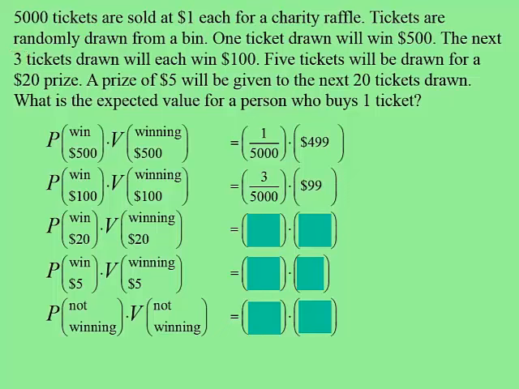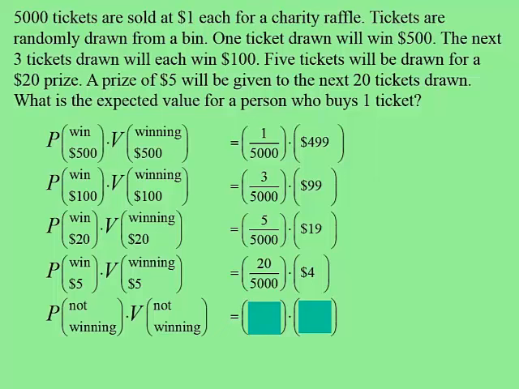Similarly, for the $20, there's 5 tickets that win $20, so you got a 5 in 5,000 chance of winning the $20, and the value of winning the $20 is 20 minus 1, or $19. The probability of winning the $5, very similarly, it says there's 20 people that's going to win a $5 prize, so 20 out of 5,000 is the probability of winning the $5, and the value would just be the $4. We take out the dollar we paid to play.